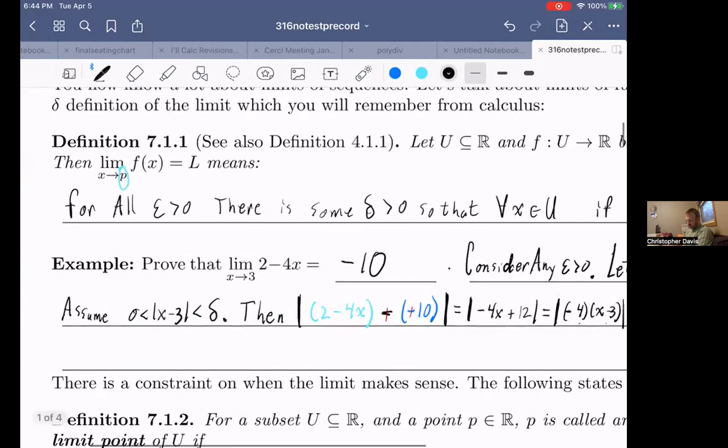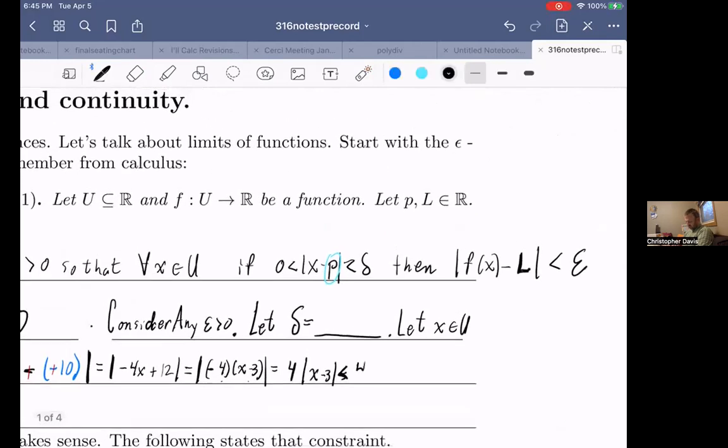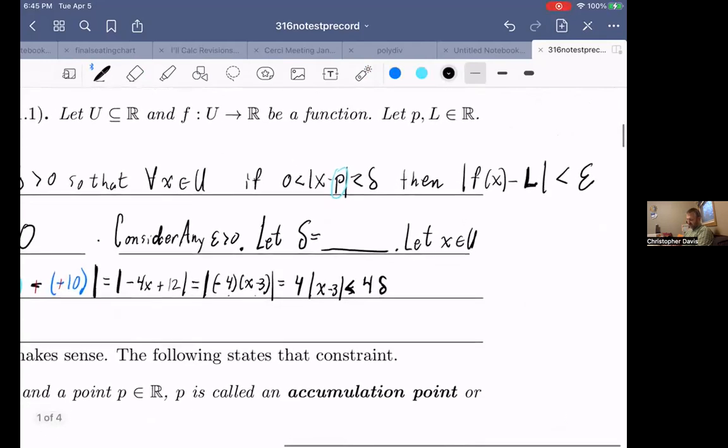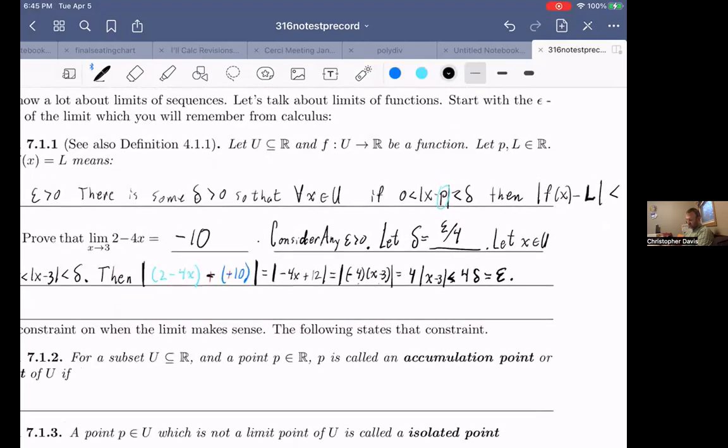X minus 3 in absolute value is less than delta. And now you know the standard game. I've got something here that I can set equal to epsilon and solve to see what delta is. It looks like that'll do. So let's just see if this proof actually works. We'll consider any epsilon bigger than 0.